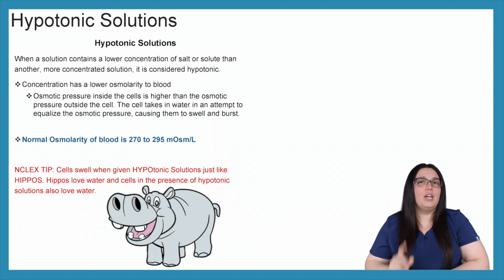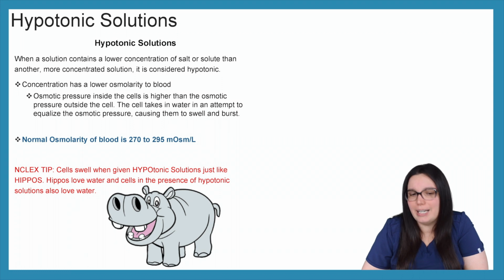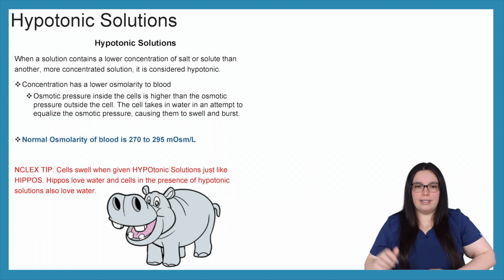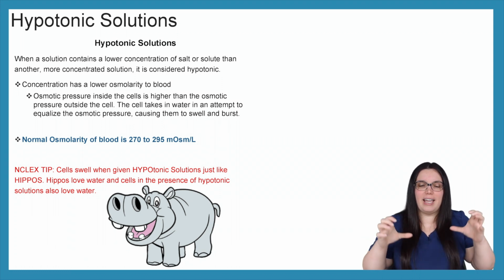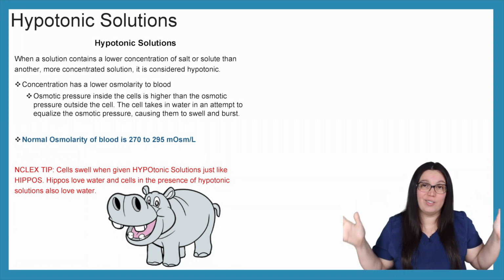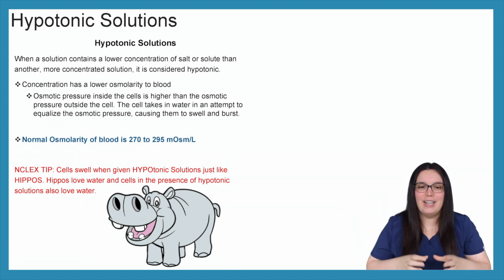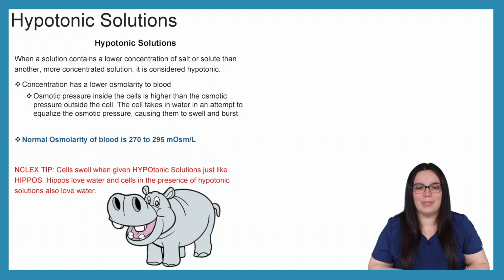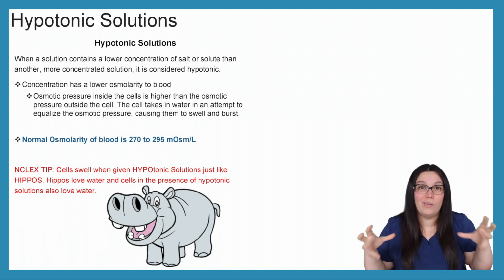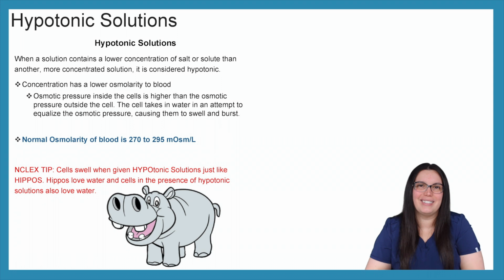Something that's big to remember when it comes to your NCLEX is that cells can swell, making them a hypo, H-Y-P-O, also known as hippo, solution, just like our hippos. Hippos love water, and cells in the presence of a hypotonic solution also love water. That's what causes them to get all swollen like our hippos and eventually burst.